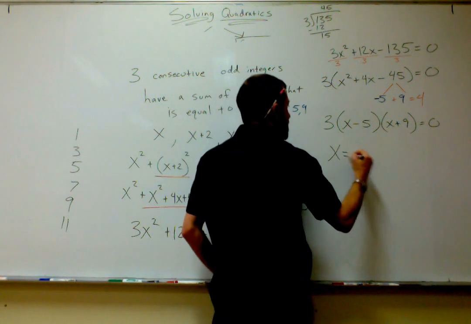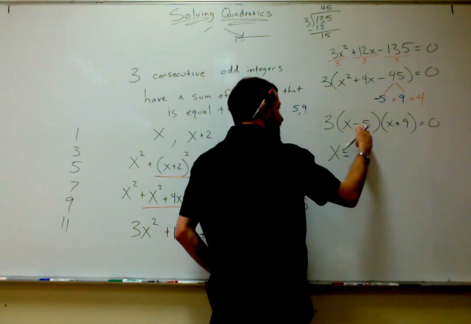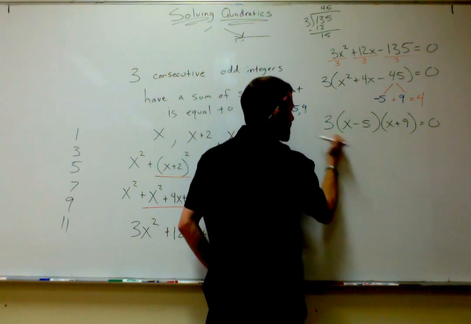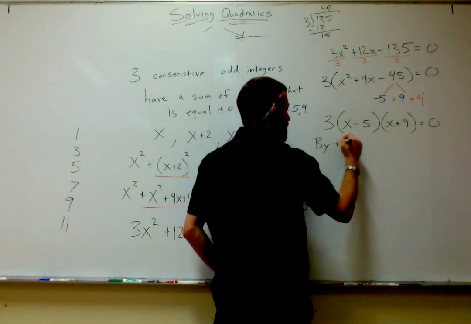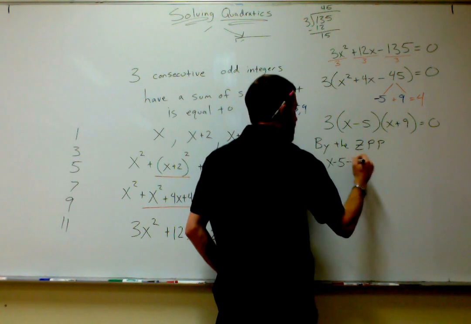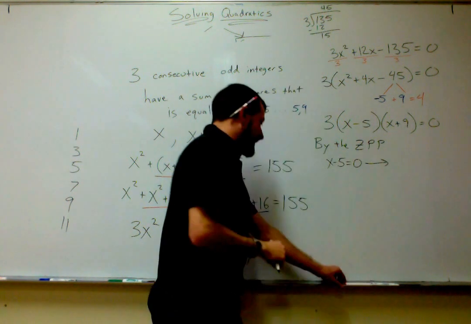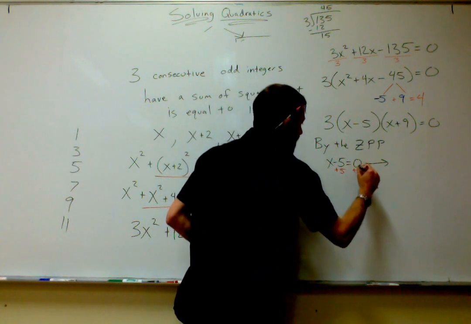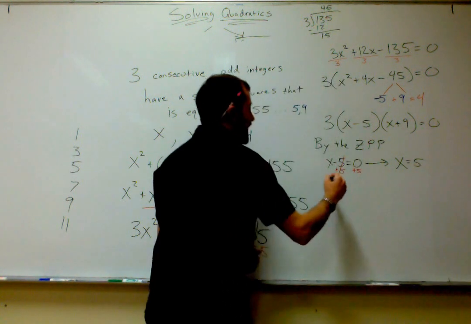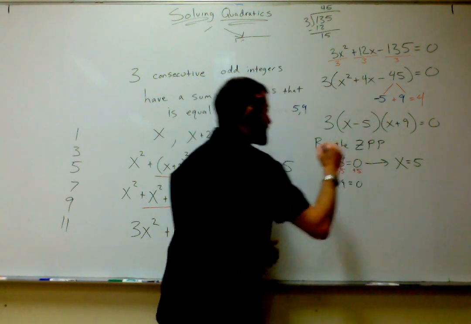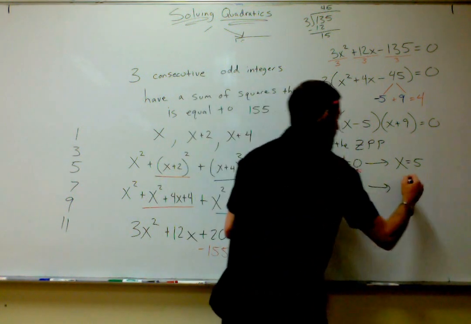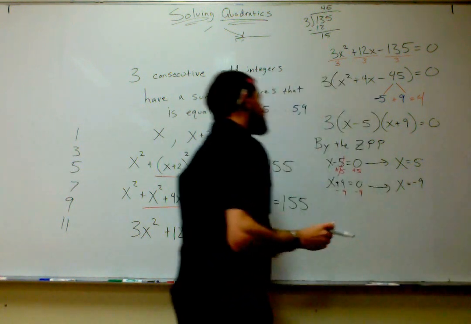So x will equal, if x minus 5 equals 0, right? Remember we use the zero product property, let me not skip that step. By the zero product property, I know x minus 5 equals 0, so that means if I add 5 to both sides, awesome, x is 5. Also, x plus 9 equals 0, so subtracting 9 from both sides, I get negative 9. x equals negative 9.